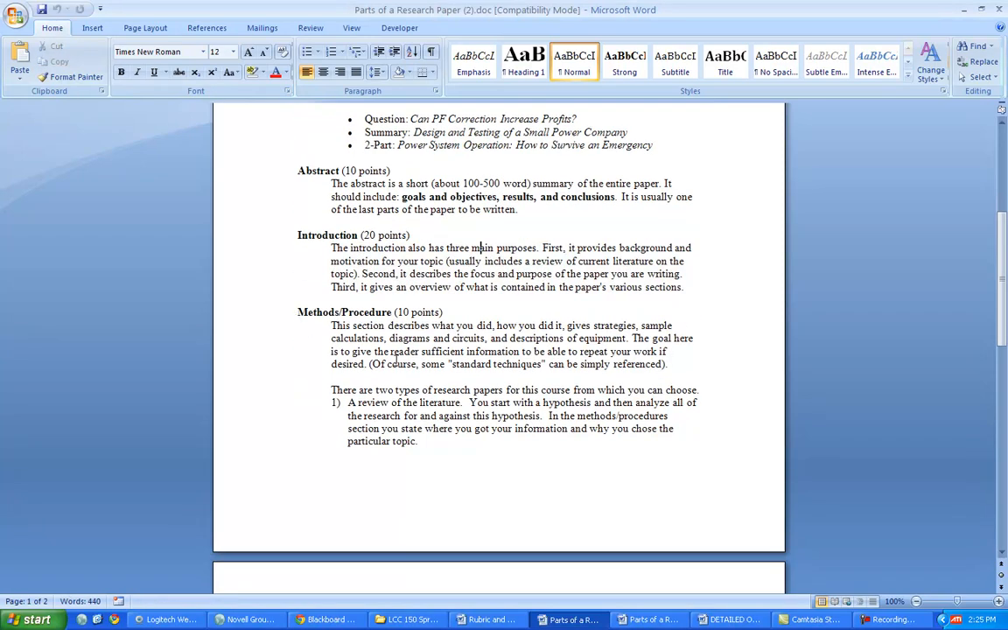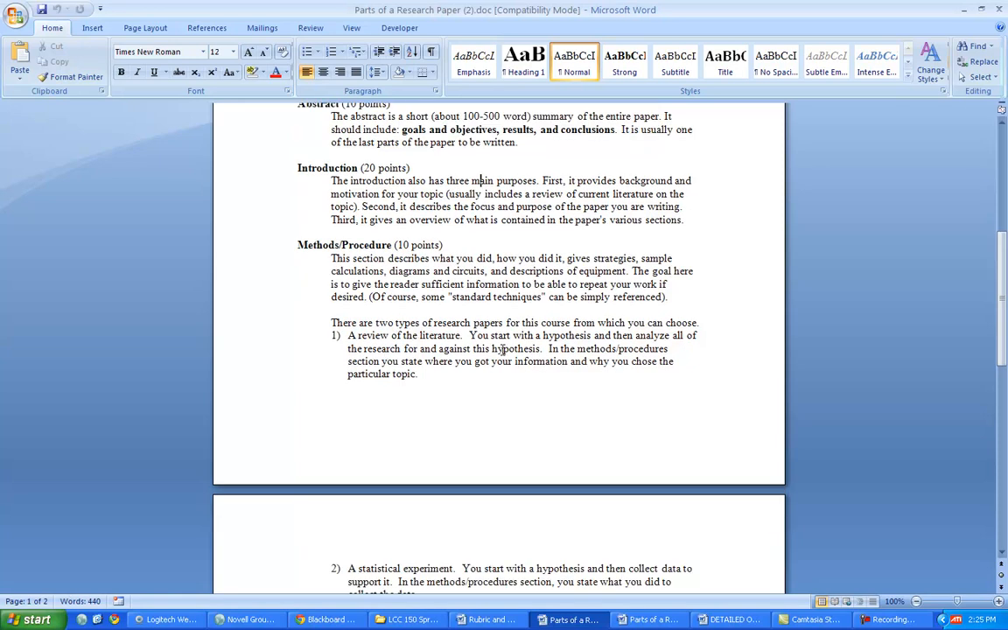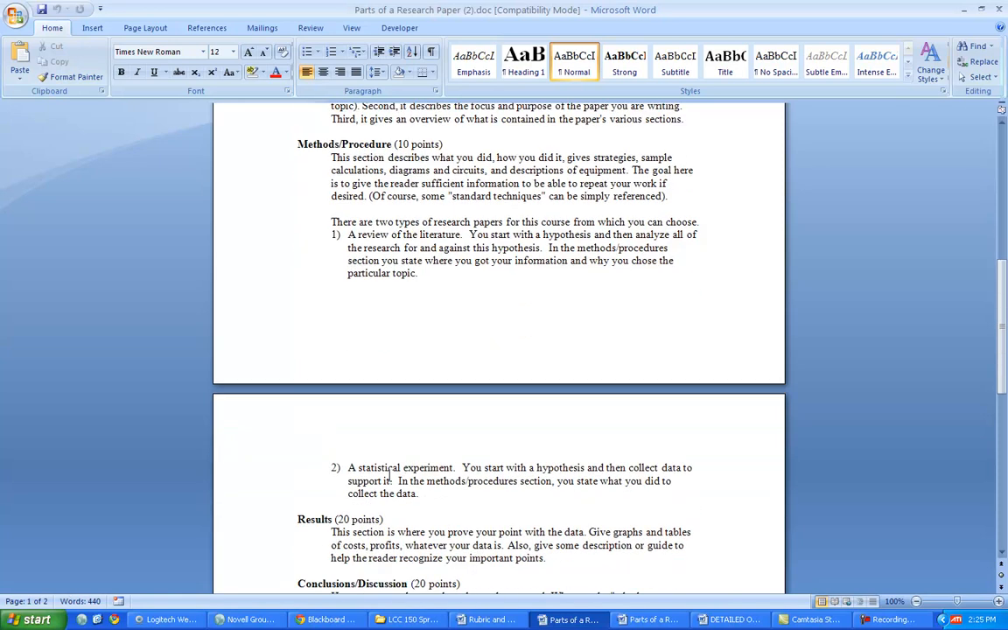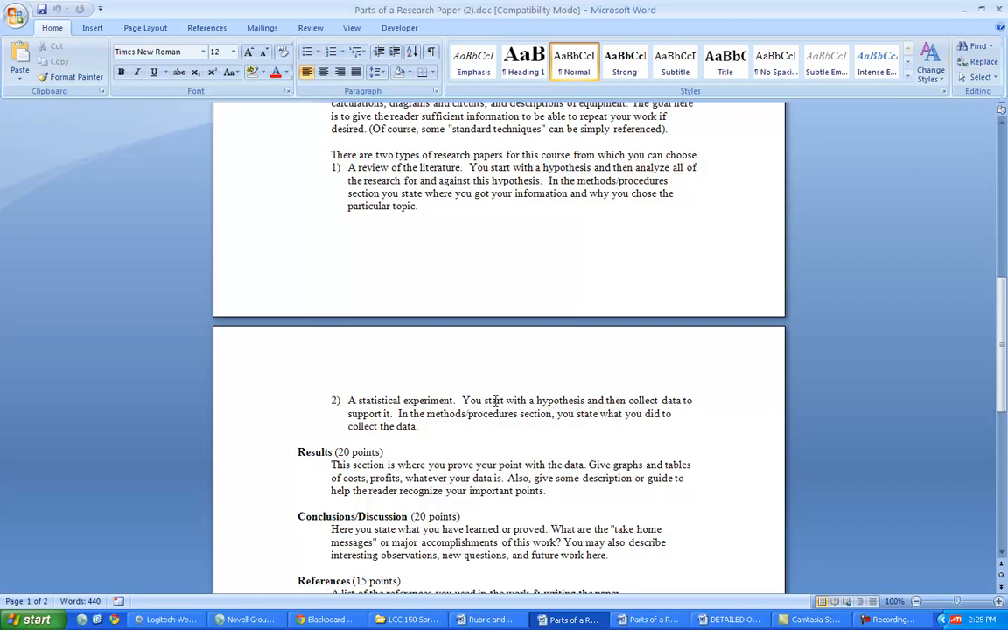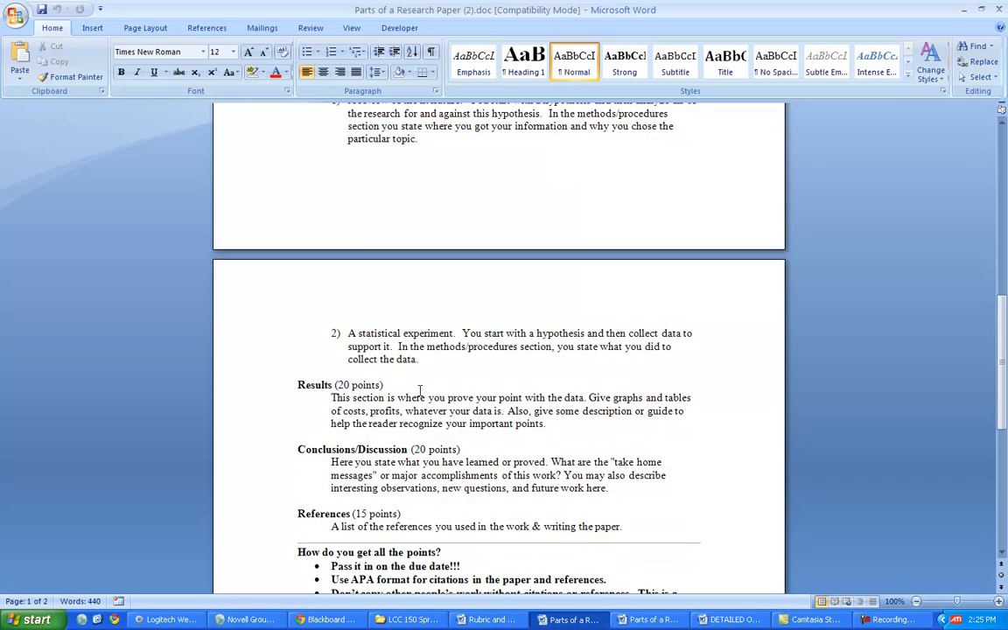Okay, your methods, you can read that. There are two types of methods, a review of the literature here or a statistical experiment. If you did a statistical experiment, you should explain what you did and how you collected data just to show that it was fair and it was random. And if you have any sheets or anything like that that you made for collecting data, you can put that at the end in the appendix.